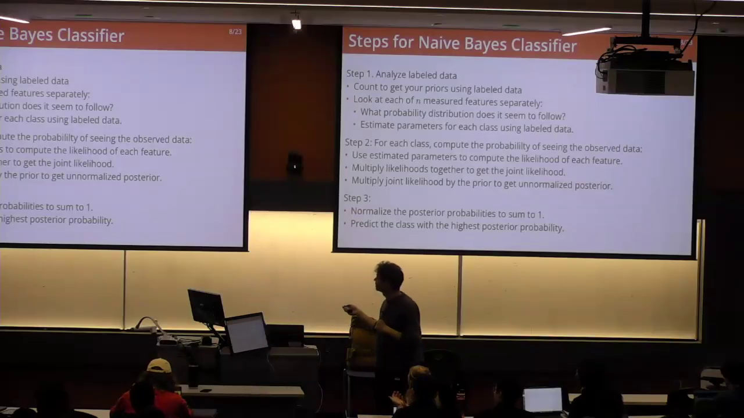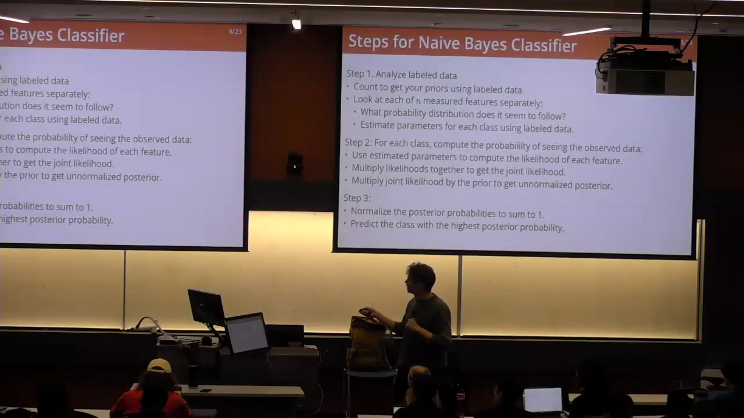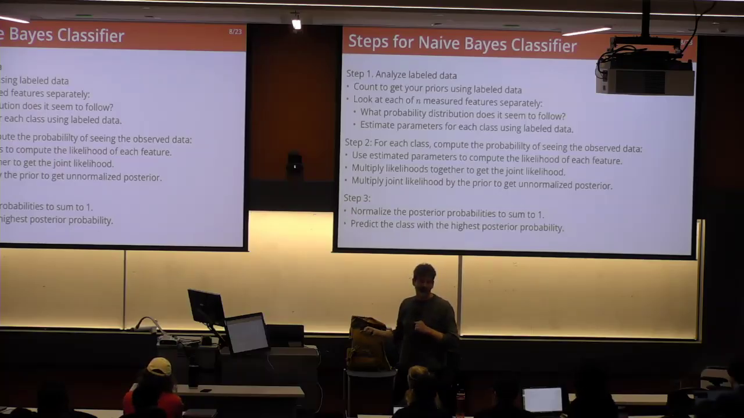You're going to look up these, we're going to use the labeled data to find the parameters for each class and the priors. And then you're going into the inference step. That is, for each class, compute the probability of seeing the observed data. So we'll use the estimated parameter to compute the likelihood of each feature, and then we'll just multiply them together to get the joint. And then because it's the Bayes thing, we're going to multiply the joint likelihood by the prior to get that unnormalized posterior.